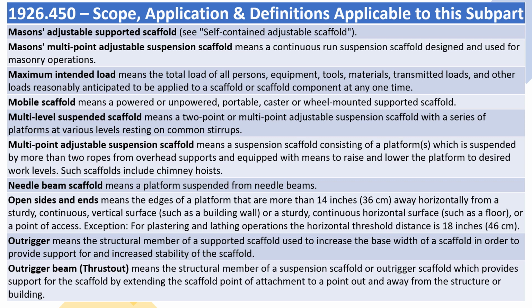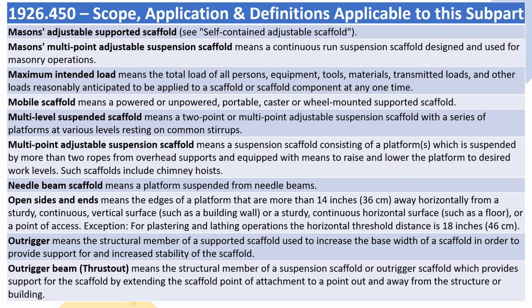Multi-level suspended scaffold means a two-point or multi-point adjustable suspension scaffold with a series of platforms at various levels resting on common stirrups. Multi-point adjustable suspension scaffold means a suspension scaffold consisting of a platform which is suspended by more than two ropes from overhead supports and equipped with means to raise and lower the platform to desired work levels. Such scaffolds include chimney hoists. Needle beam scaffold means a platform suspended from needle beams.